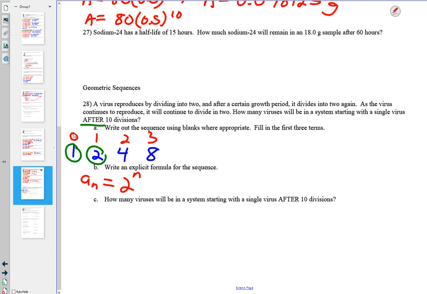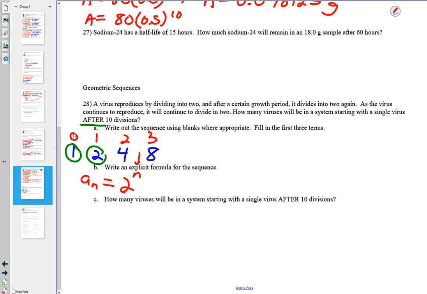And if you ever want to check, explicit formulas can be substituted into. If you ever want to check if it worked, we'll plug in numbers. What is 2 to the 3rd power? 8. If I were to keep on going, 2 to the 4th would be 16.